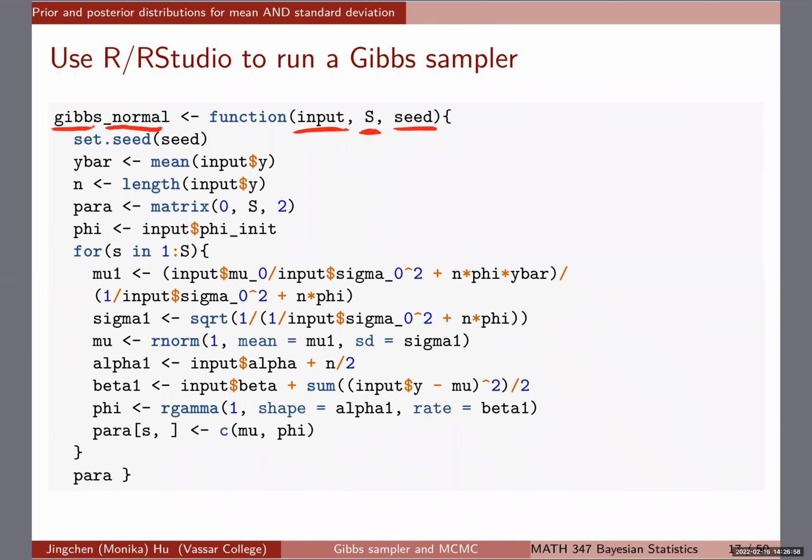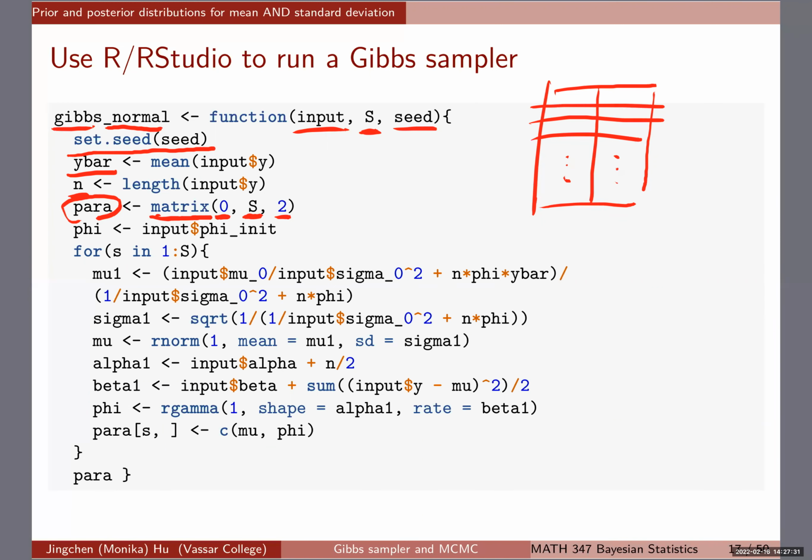So what you can see over here, we set the seed in the function. We compute the y bar, because y bar is the important value that we need to use in our update. We also need the number of observations. And here specifically, I'm creating a matrix to store my parameter values. I get a matrix of zeros to start with. I have S number of rows and 2 columns. So essentially, I start with an empty matrix.